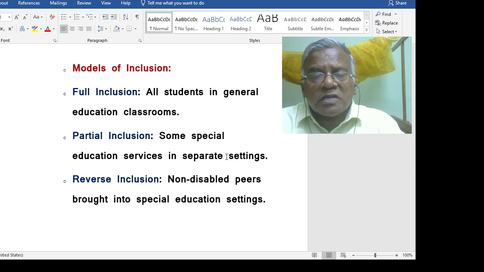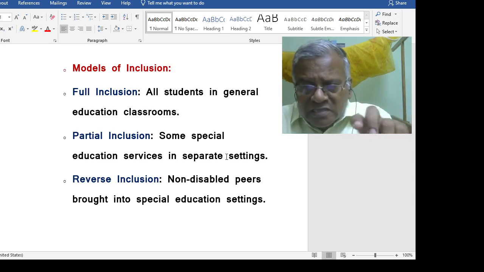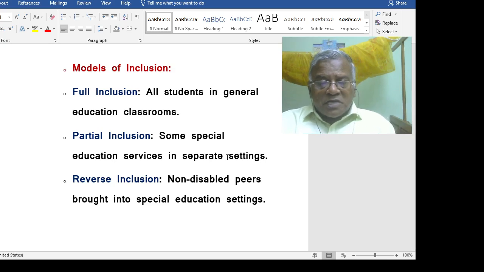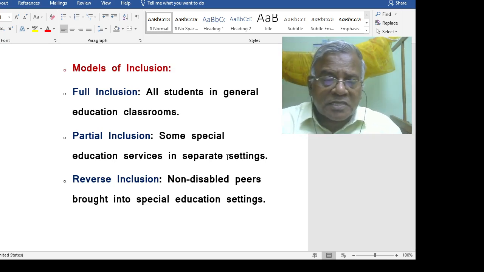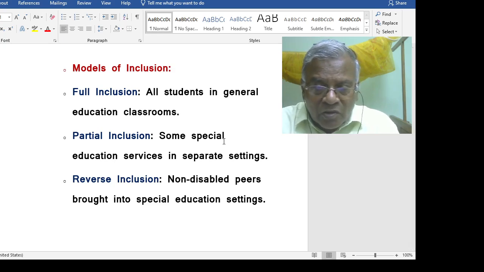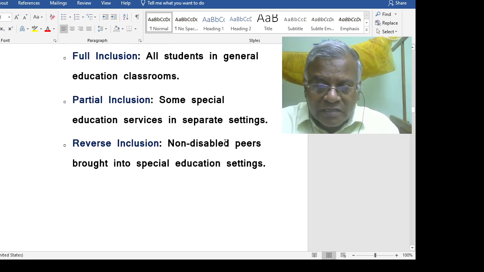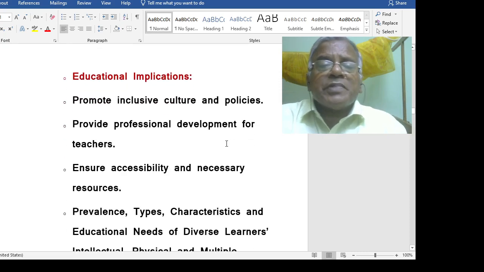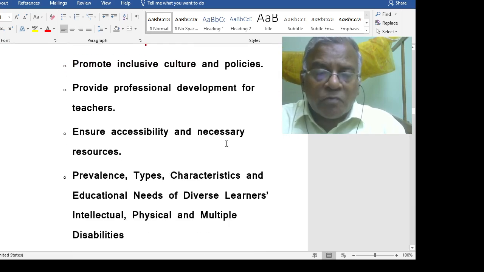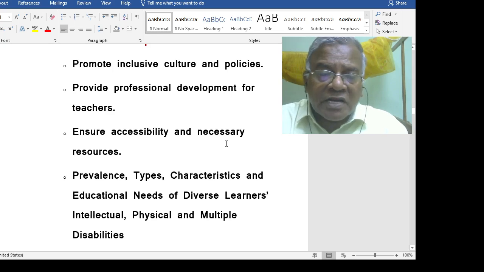So all students in general education classrooms. Partial inclusion, some special education services in separate settings, in certain areas. Reverse inclusion, in certain areas, for example laboratory facilities, non-disabled peers are brought into special education settings. They should also know what is happening to their own companions, friends, and they must be able to stretch their hands in need. That is the idea, reverse inclusion. Educational implications: it promotes inclusive culture and policies, it provides professional development for teachers, it ensures accessibility and necessary resources.